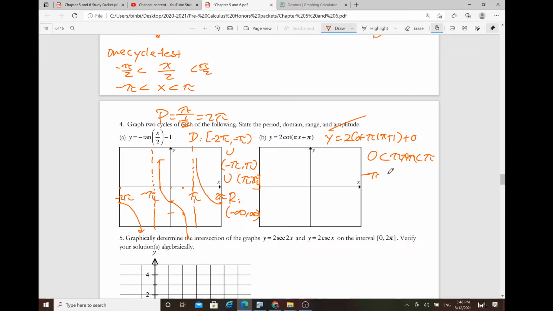Subtract pi, so we got negative pi is less than pi x, is less than 0, and then divided by pi on each side, so negative 1 is less than x is less than 0. So negative 1 to 0, that's considered one cycle. 0 to 1, that's another cycle. So here's the VA.